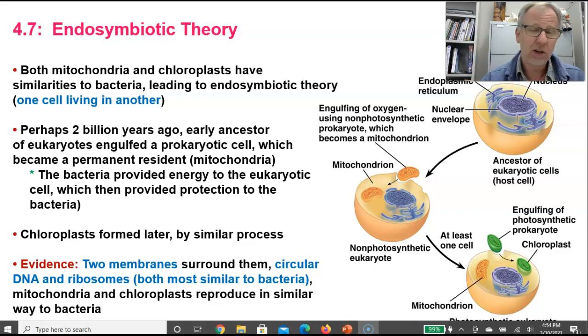Also, mitochondria and chloroplasts have their own ribosomes inside of them, helping to make proteins. Those ribosomes are not like the ribosomes that are out in your cytosol, but those ribosomes in the mitochondria and chloroplasts are most similar to the ribosomes of bacteria. There's more. Both mitochondria and chloroplasts split into two and make new mitochondria and chloroplasts, and they do it just like bacteria do it. So I hope you're seeing here that there are several different pieces of evidence that point to bacteria as being the original source of where mitochondria and chloroplasts came from. Pretty interesting.